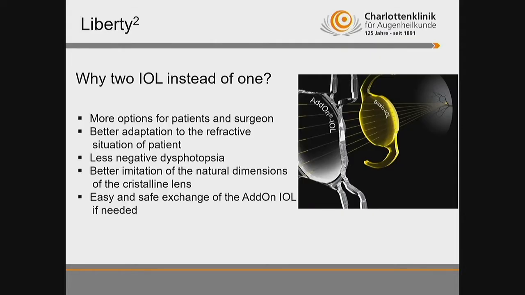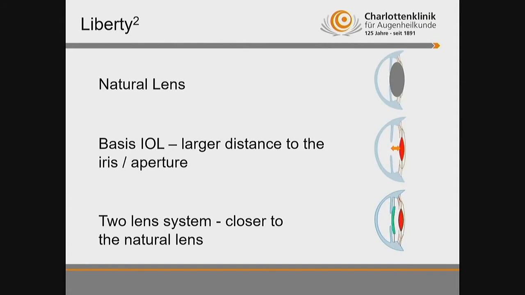Moreover, as you can see in the next graph, the question why 2 lenses are probably better is not only because you have less disturbing side effects, but having 2 optical surfaces inside the eye makes a more natural imitation of the dimensions of the natural lens.